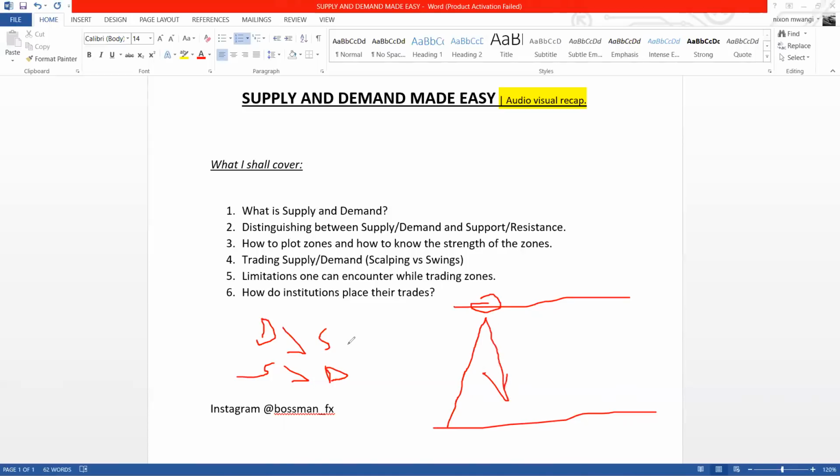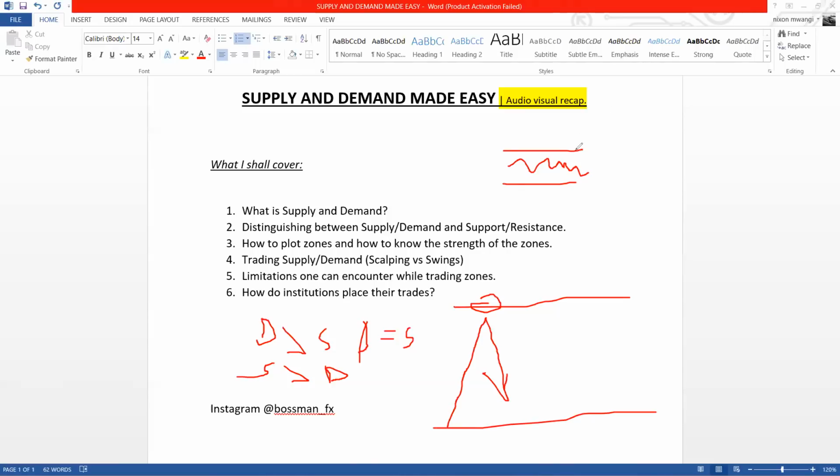But then what if the demand is equal to the supply? Sorry, man, I'm left-handed and the mouse is right-handed, so it's kind of hard to scribble some notes. So what happens when the demand is equal to the supply? It will cause the market to range. The market ends up ranging. So that's why you'll see the market ranging.